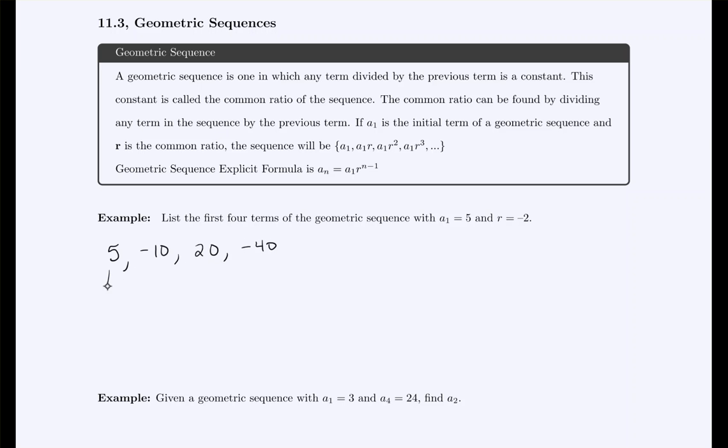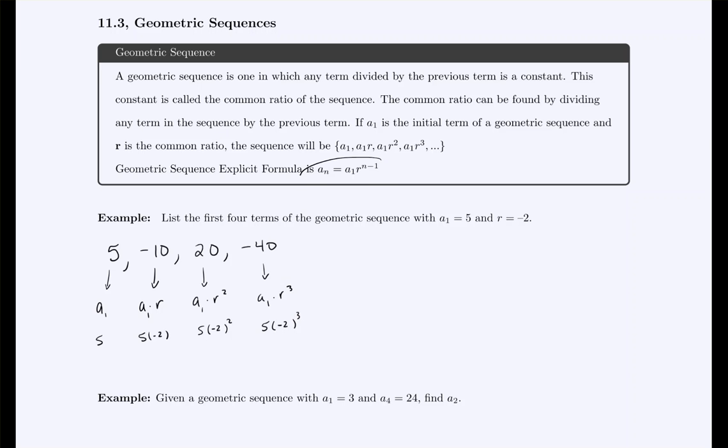And this could all be written out as my first term. This is my first term times the common ratio. This is my first term times the common ratio squared. And this is my first term times the common ratio cubed, because that's 5 times -2. -2 squared is 4, times 5 is 20. -2 cubed is -8, times 5 gives me -40.